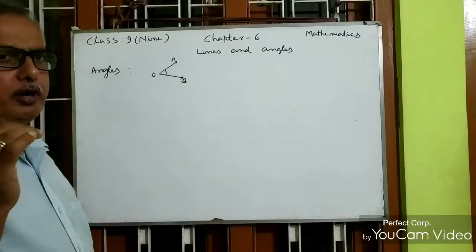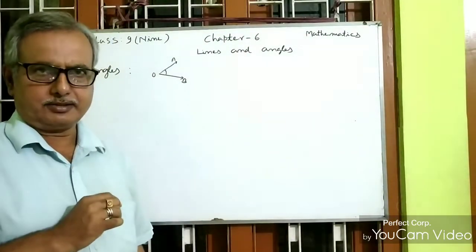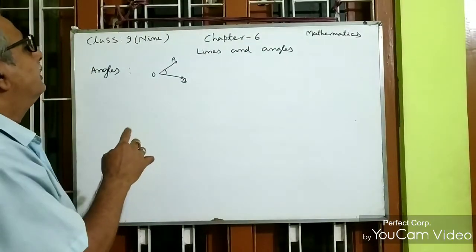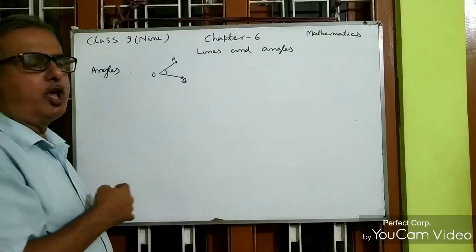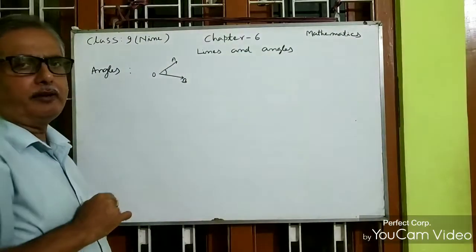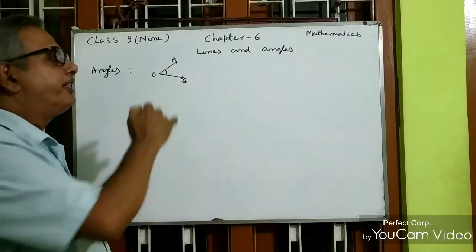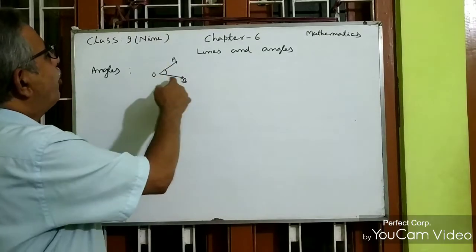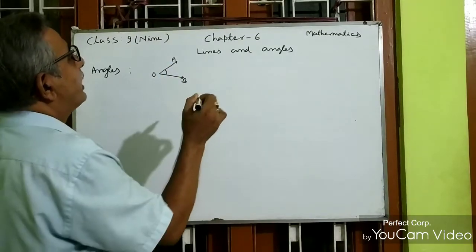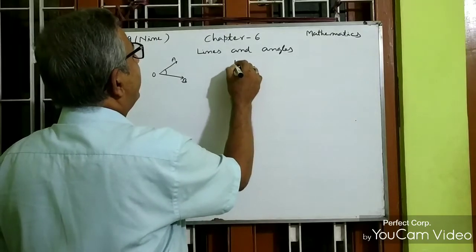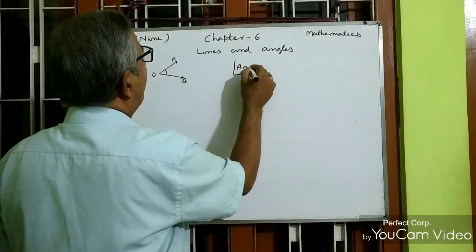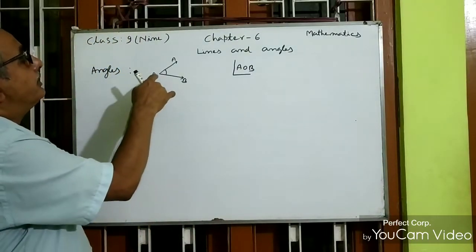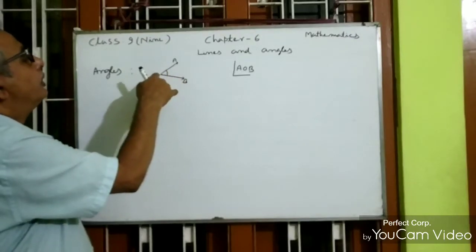Here, first of all, we are going to start with angles. What do you mean by angle? Actually, where two lines or line segments meet together, one structure is formed and that structure is called an angle. Here you see angle AOB. How can you pronounce it? You can write it like that: angle AOB. O is the point of meeting of the two lines.